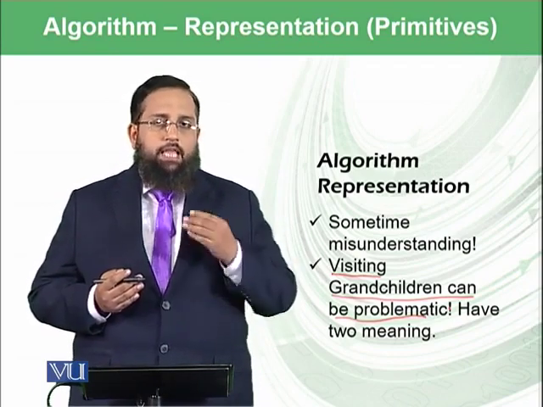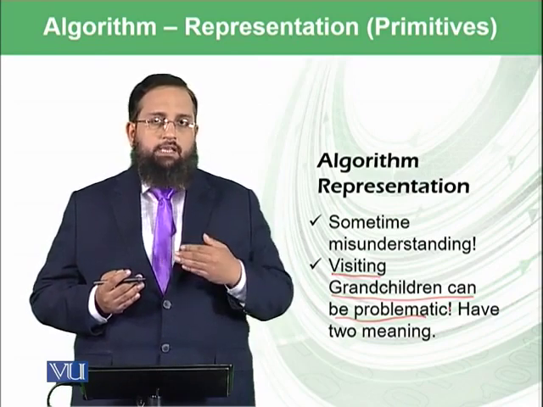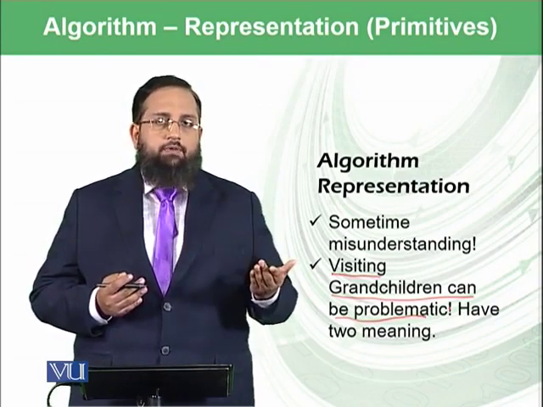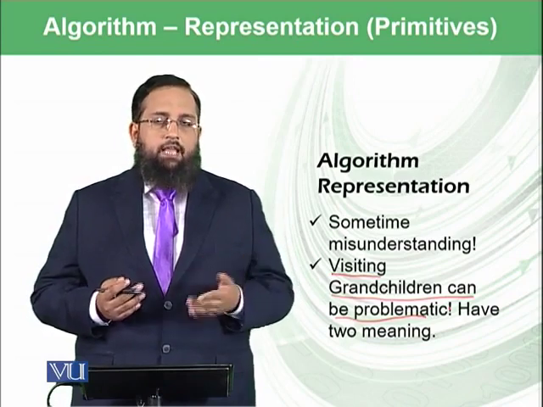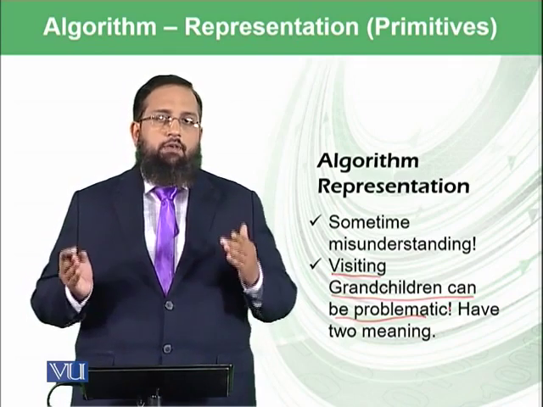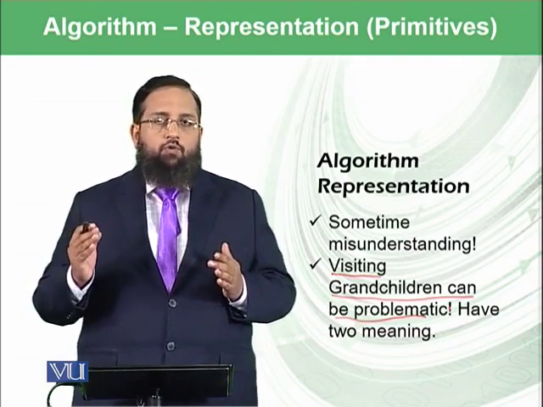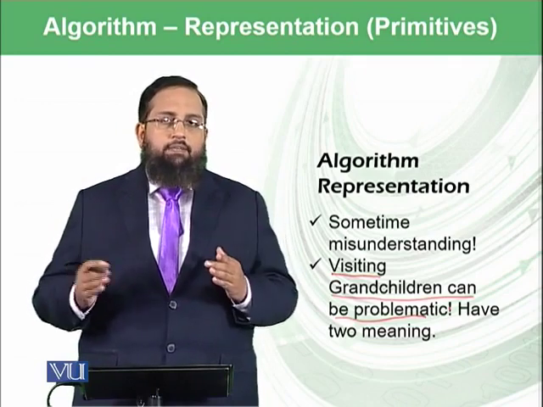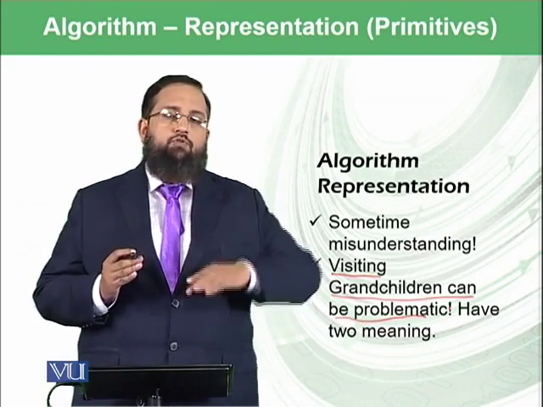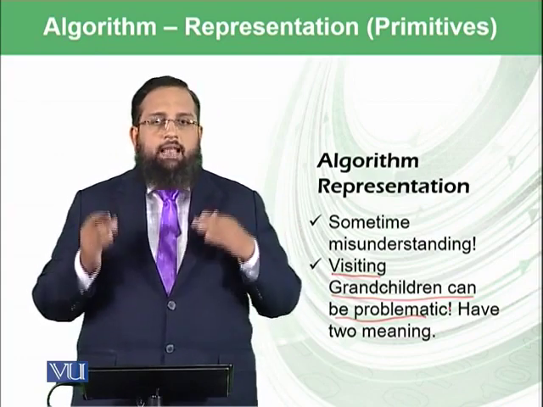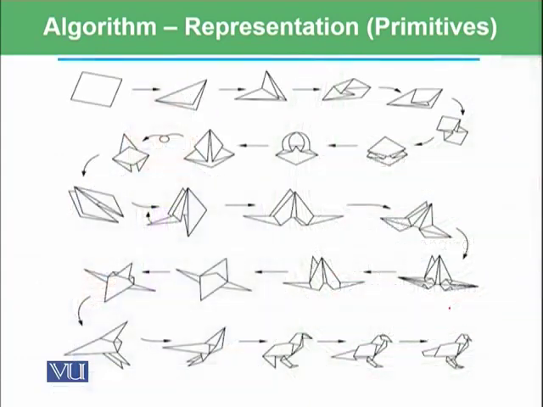So this means even the language humans speak could have ambiguous meanings, and if a computer could have such ambiguous meaning, then an algorithm defined by one person could produce different results when represented in one form and could produce different results when represented in another form. So here is a representation where we want to fold a square page into a bird.